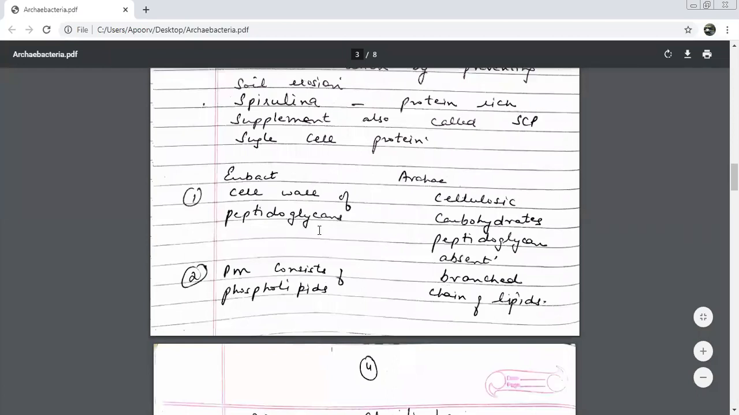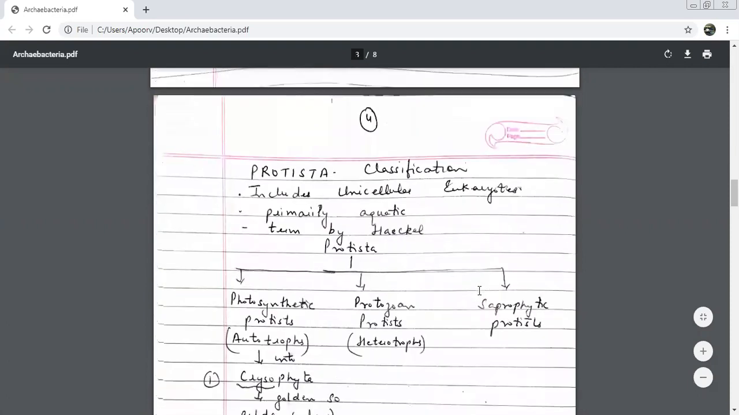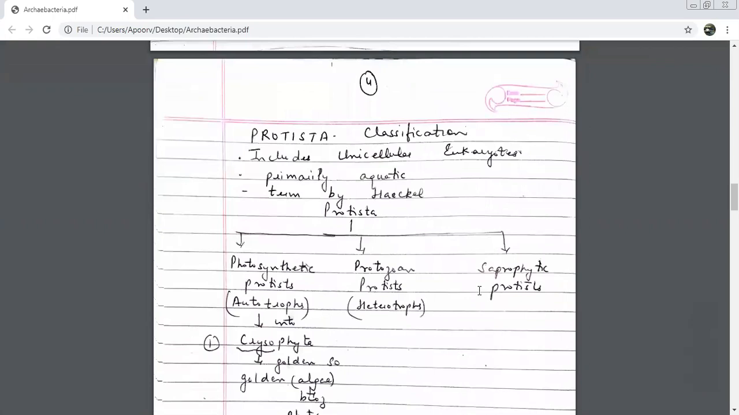Here, the cell wall has peptidoglycan. Here, it does not have. The plasma membrane has phospholipids, and here we have a chain of only lipids. Now we move on to Protista, the second kingdom. We're done with the first kingdom. Which was the first kingdom? Monera. Now we are moving on to Protista, beta.